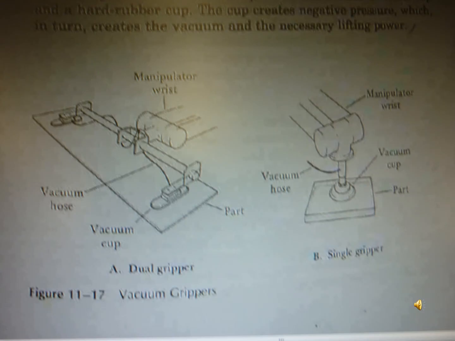Vacuum gripper. Sometimes we also utilize the vacuum gripper. The vacuum gripper is used for lifting sheets, so the flat sheets and glass sheets can be lifted by the vacuum gripper. You see the vacuum cap, vacuum hose, and the manipulator wrist. So that is the vacuum gripper diagram.